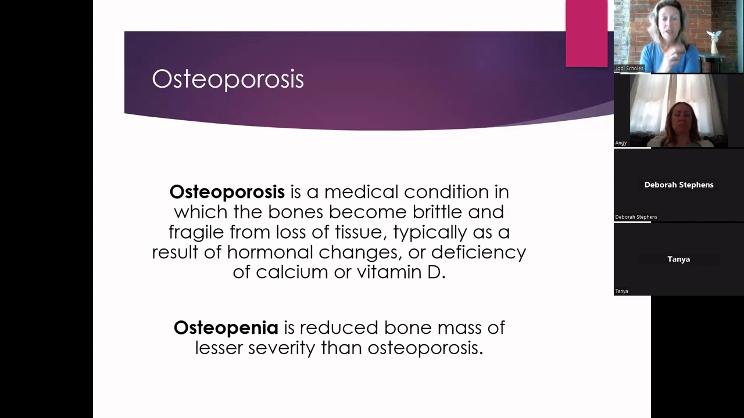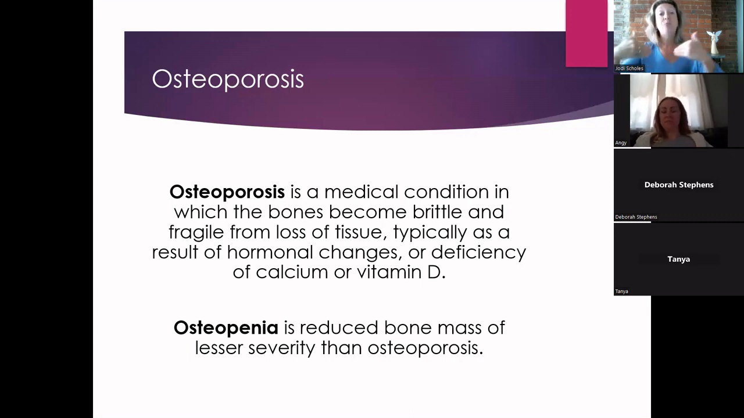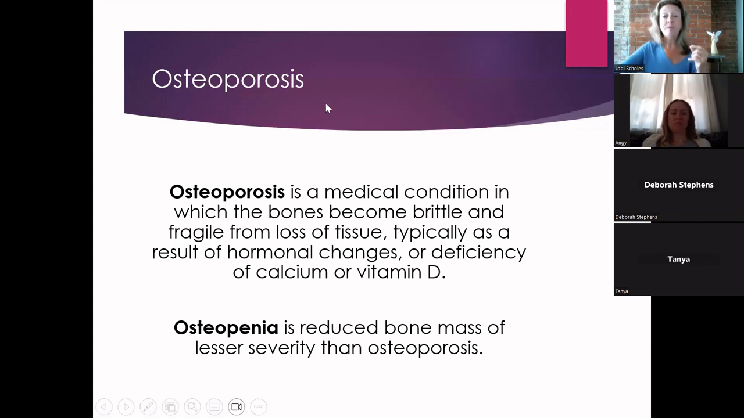So 2 different conditions, 2 different stages of osteoporosis. Osteoporosis is a medical condition. The bones have become brittle. They're fragile. There might be a loss of tissue. Typically, this is a result of some type of hormonal change going on in women. It can happen in men, but not often. Or it's a deficiency of calcium or vitamin D. But it's long term. It's been happening. Osteopenia looks similar, right? Similar words. But this is the early stages of osteoporosis. If someone's been diagnosed with osteopenia, then they still have an opportunity to do some work, which we'll talk about in a moment, to not get to osteoporosis.